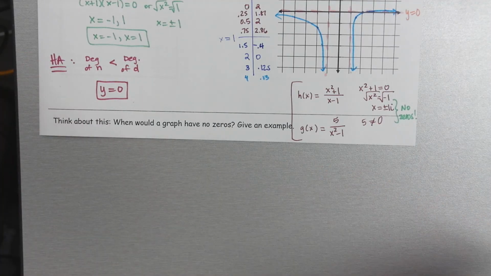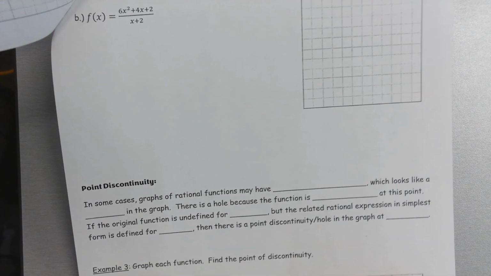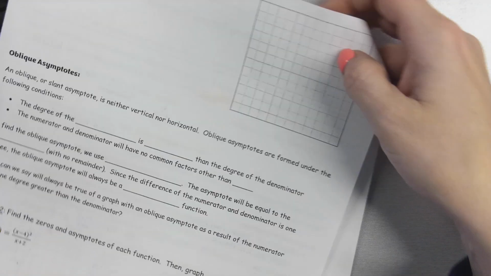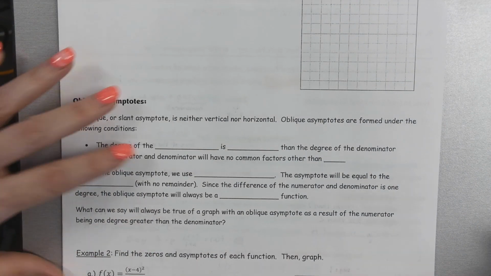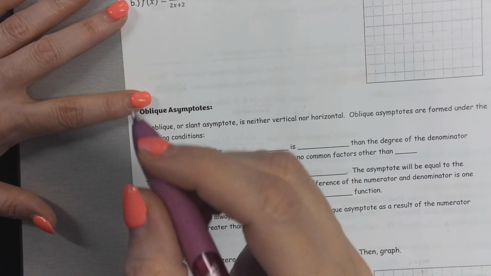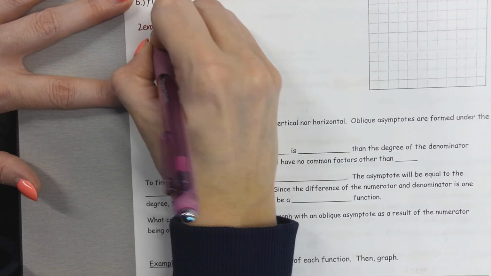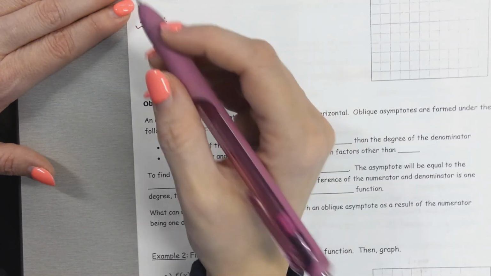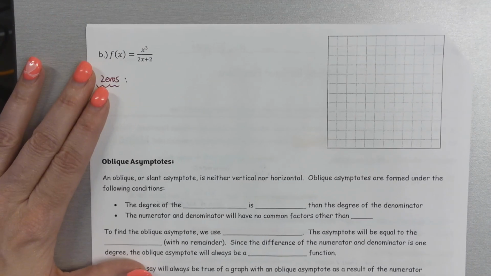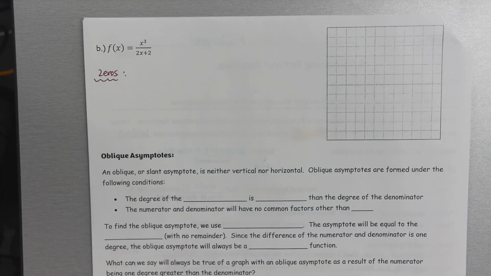All right, so for part B, I want you to find the zeros, the vertical asymptote, and the horizontal. Okay, so zeros, vertical, and horizontal. And we're going to graph that part together.